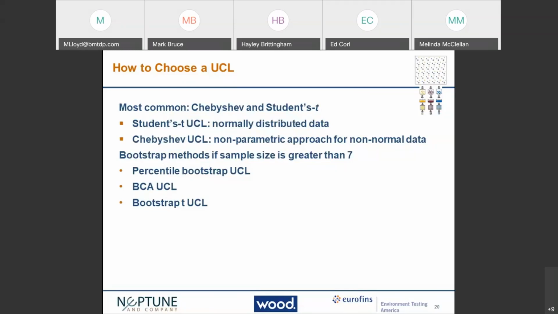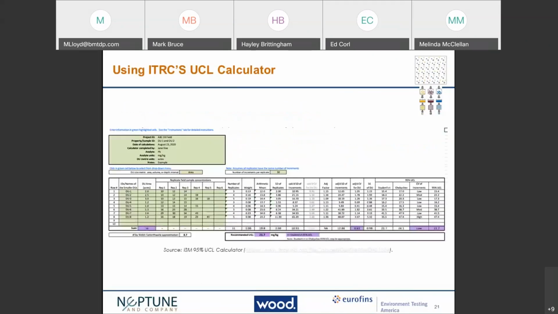The Chebyshev and the t-UCLs are usually the only available UCLs for the small sample sizes that are going to be most typical in ISM designs. Now, if you collected more than 7 replicates for a decision unit, then you might have other options available to you, like bootstrap methods. So for example, the percentile bootstrap method and the other methods that are listed here. Since the sample size of ISM designs is usually going to be quite small, it's not usually going to be possible to really evaluate whether the data you collected are normal or not.